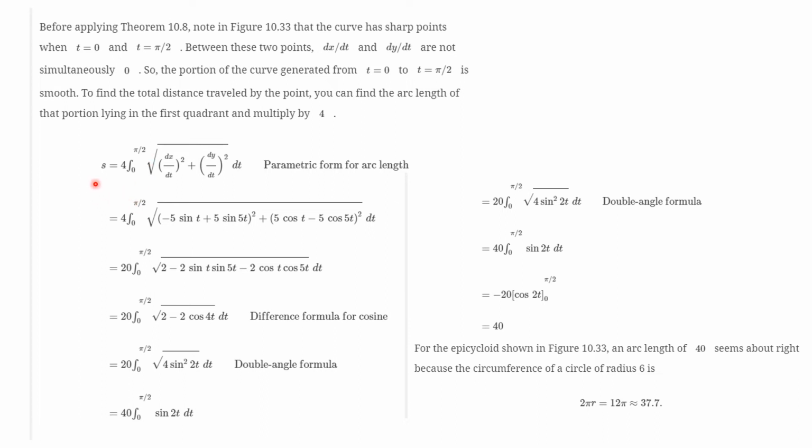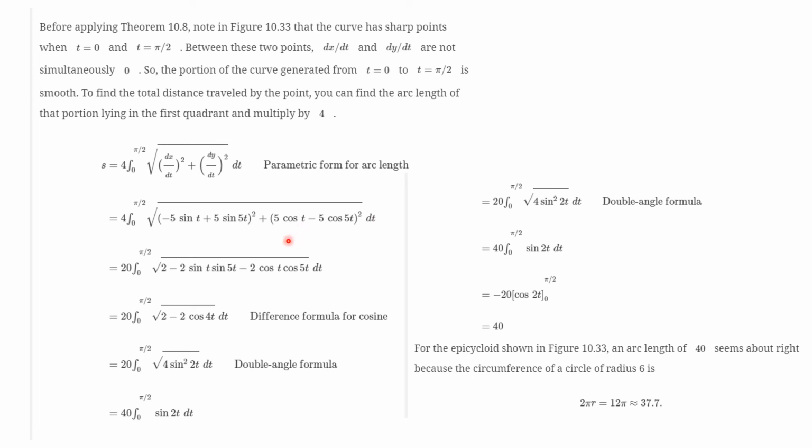But we're using our formula then, so the arc length is 4 times the integral from 0 to pi over 2 of the square root of (dx/dt) whole squared plus (dy/dt) whole squared dt. And so then I start substituting in what the equations are. I am taking the derivatives each time. So I'm getting this for (dx/dt) whole squared. I'm getting this for (dy/dt) whole squared. And then I have to simplify this.